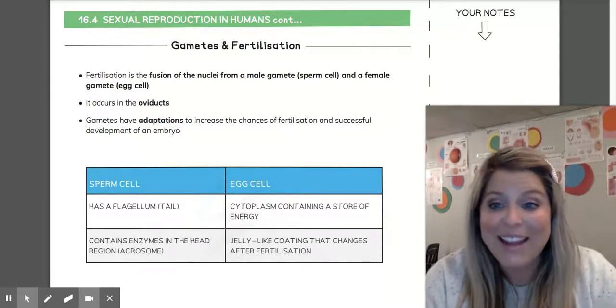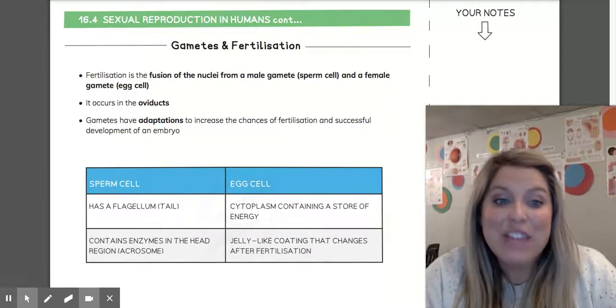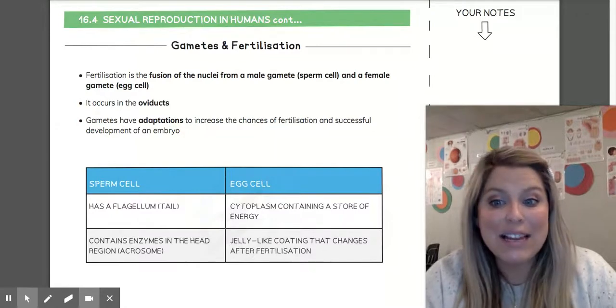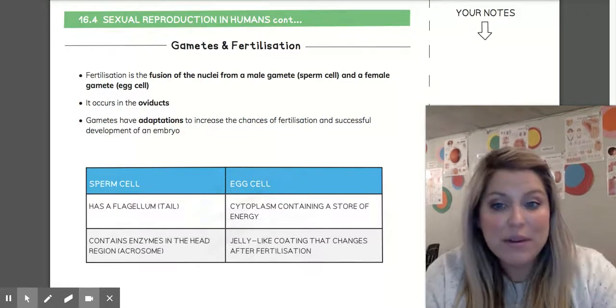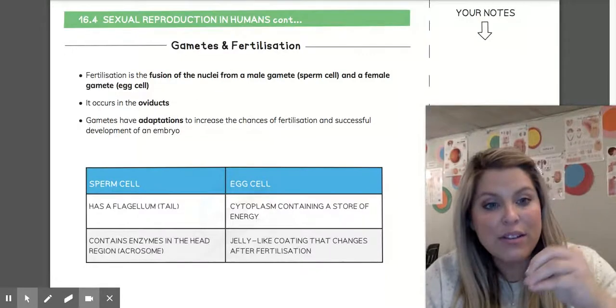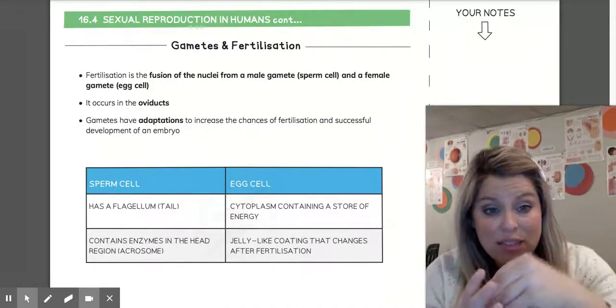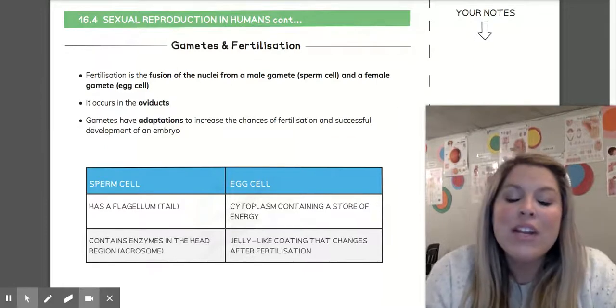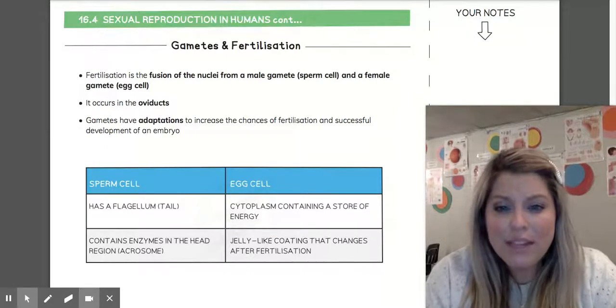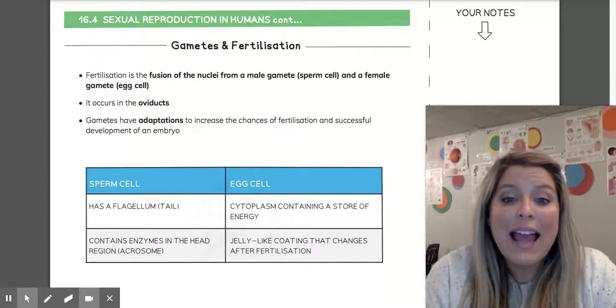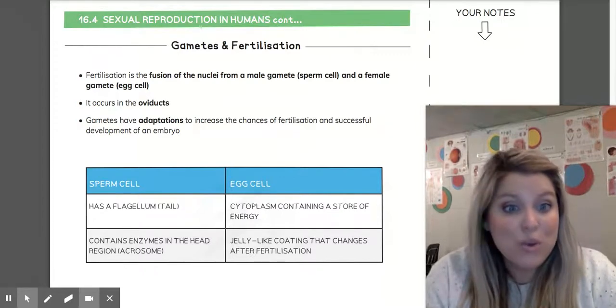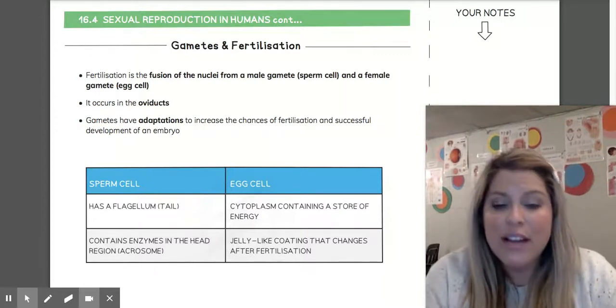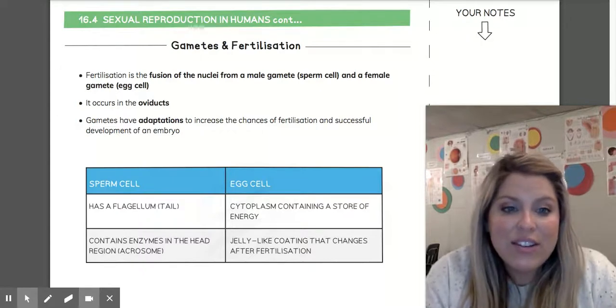We want to procreate. Sperm cells have a flagellum or a tail, and they contain enzymes in the head region of the sperm cell called the acrosome that's going to break down the barrier of the egg cell to physically get its genetic material into that egg cell or the ovum. Your egg cell has adapted to contain a great amount of cytoplasm that can store more energy to help it stay alive longer. And then the jelly-like coating that changes after fertilization.